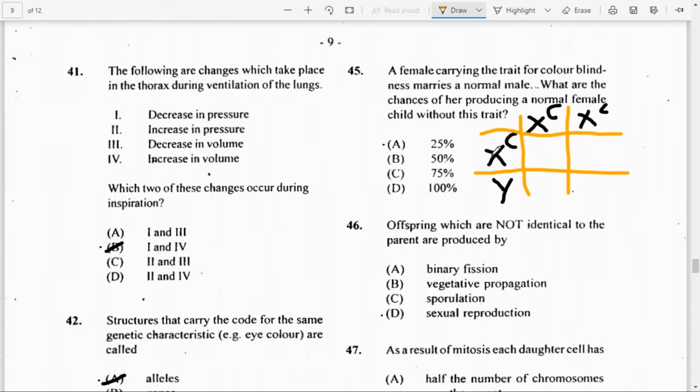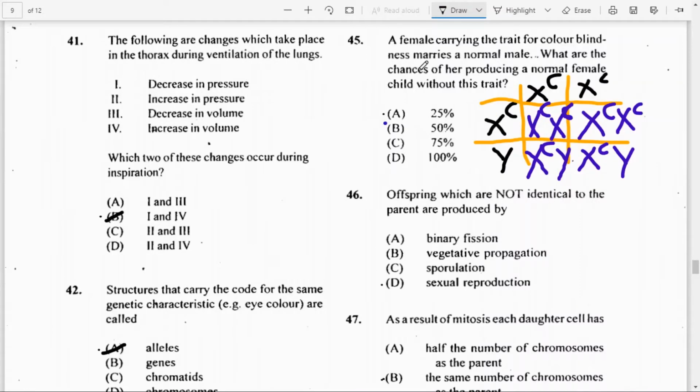Good. So here we have X big C, X big C. The offspring would be X big C, X big C. Both of them are dominant, so this female would have no trait of the disorder. Here we would get X big C and X small c, so this female would be a carrier. Here you would have X big C Y, so this would be a normal male. And here you would have X small c Y, so this male will be colorblind.